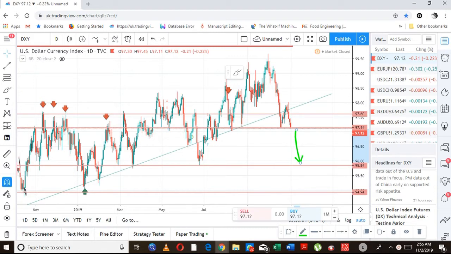Now we're going to analyze the Forex products and some other non-derivative products like stocks, cryptocurrencies and commodities.